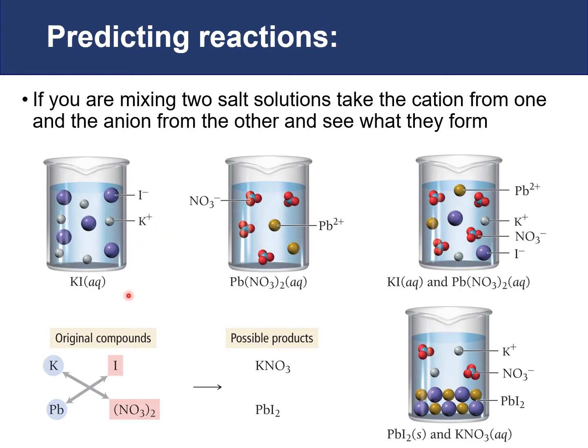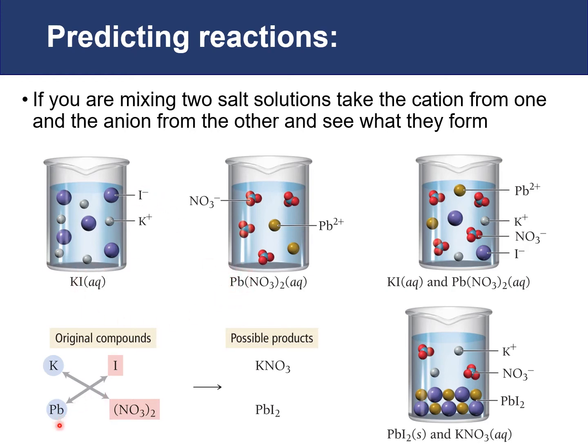If we mix the two together, what we would do is take the metal ion from our first solution and look to see what that forms with the anion, the negative ion of our other solution. So what we would ask ourselves is, does potassium nitrate form an insoluble salt? And the answer is no, it does not. This is soluble, and so it will stay in solution. We then look at the metal ion of our second solution and combine that with the anion from our first. So that would be the lead and the iodide.